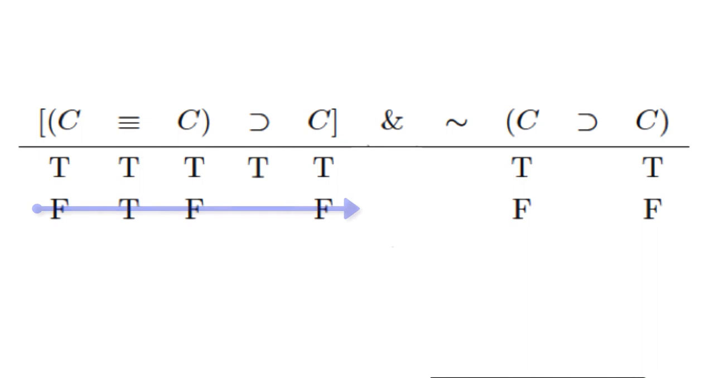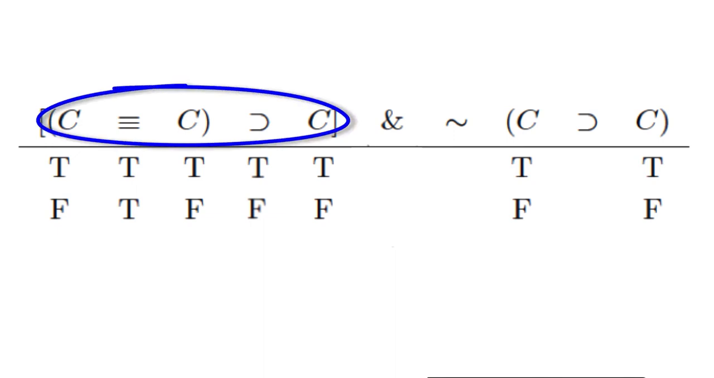In the second row, the value in the column for the biconditional, which represents the antecedent, is true. The value for the consequent found beneath the horseshoe in the second row is false. So the antecedent is true and the consequent is false, which is the only case where a conditional is false. Let's enter that value in the second row of the column for the conditional like this. We've completed the values for the conjunct to the left of the ampersand.